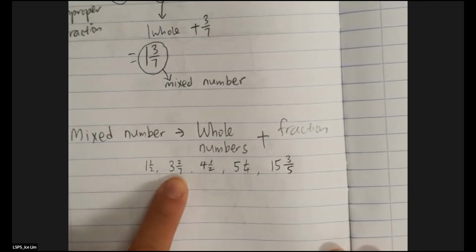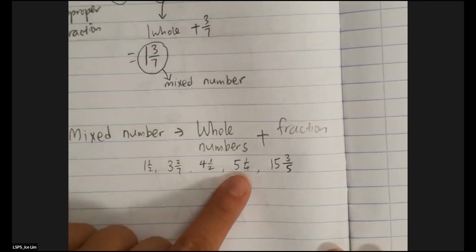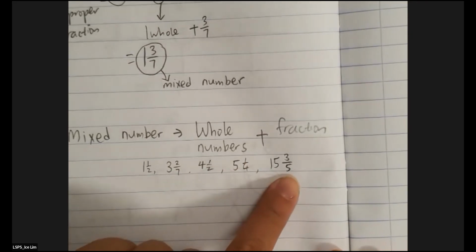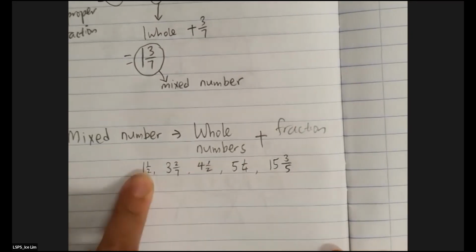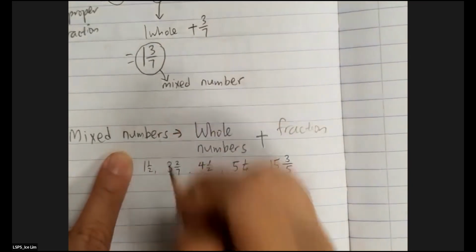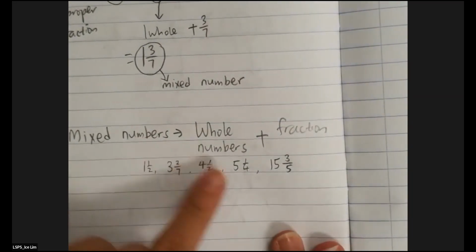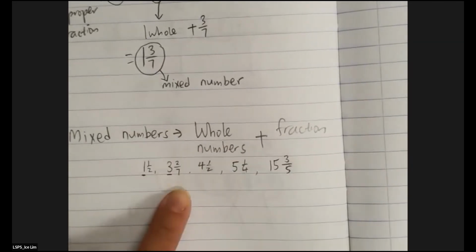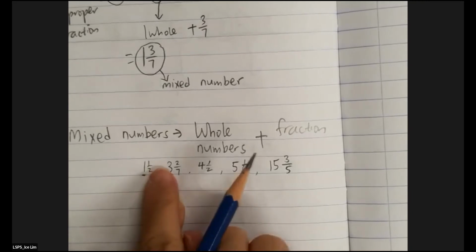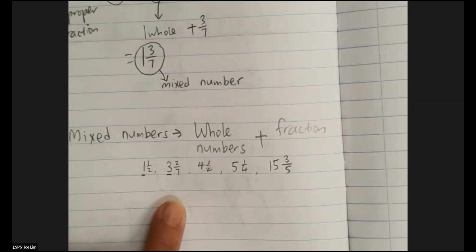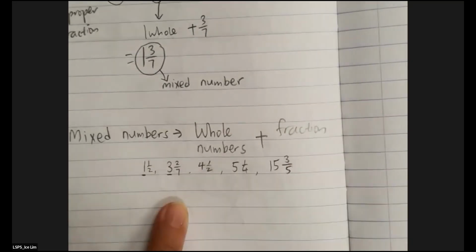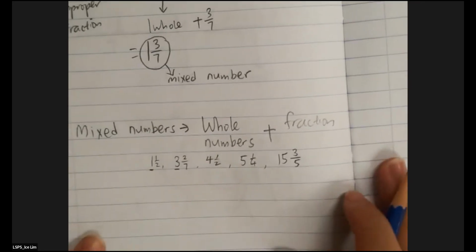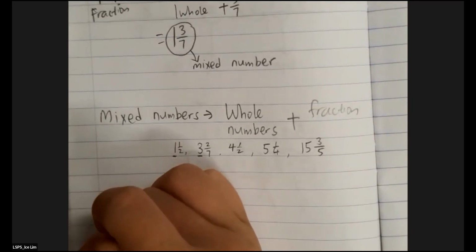So here are some examples: 1 and 1/5, 3 and 2/7, 4 and 1/2, 5 and 1/4, 15 and 3/5. These are all examples of mixed numbers. They are made up of a whole number part as well as a fraction part. In this case, all these fractions are proper fractions. None of these fractions have their numerator larger than the denominator. Can you understand that? Okay, then look at examples of improper fractions.